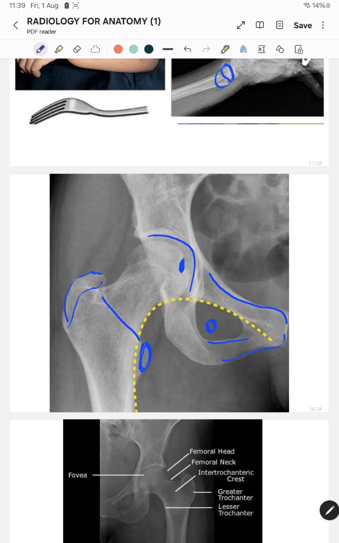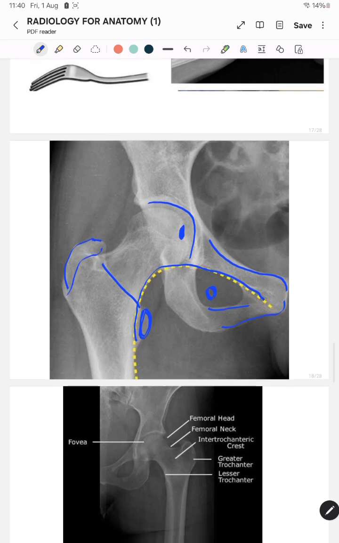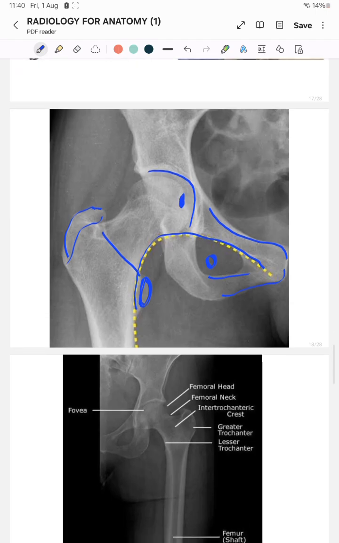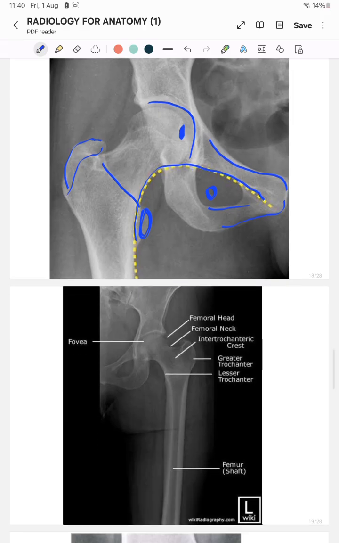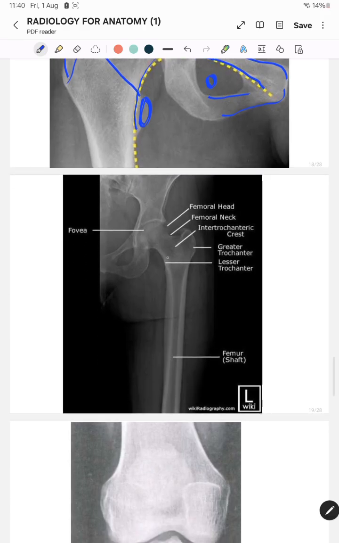So the yellow dotted line is the Shenton's line. It is formed by the inferior border of the superior pubic ramus and the medial border of the femoral neck. If this line is not continuous, then there is deformity, as for example dysplasia. So we can see the lesser trochanter, the greater trochanter, intertrochanteric crest, femoral neck. This is the femoral neck. Fovea, okay.